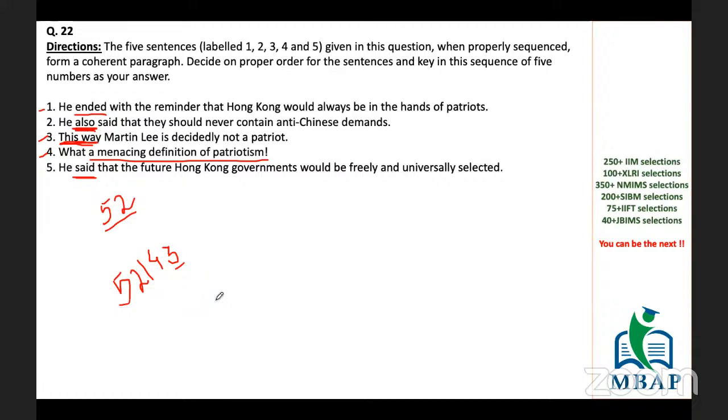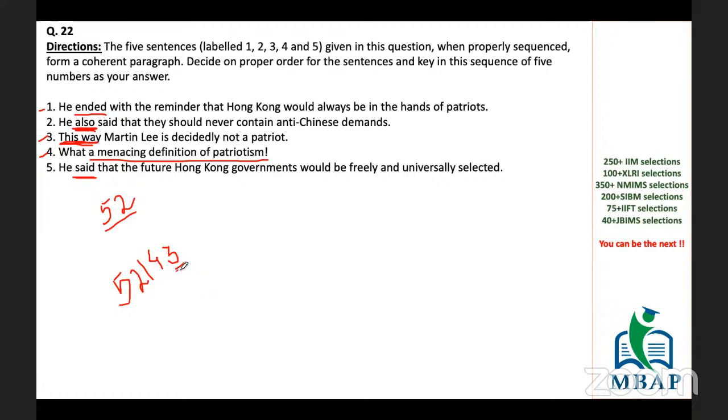Okay, so I'm still explaining. I don't know if you got the meaning of the entire sentence or not. So let's explain it. Let's finish this. On the basis of what am I deciding that this is a completely disastrous definition of patriotism? If you're saying that this is the definition of patriotism, then Martin Lee is absolutely opposite to that. So on the basis of that, I decide that he's not a patriot.